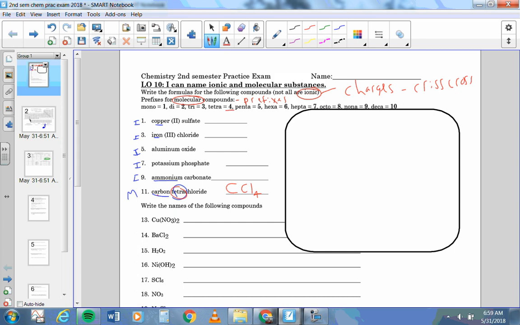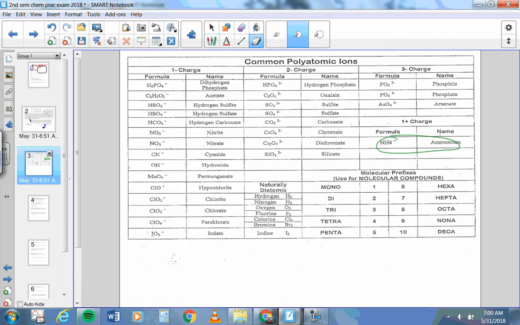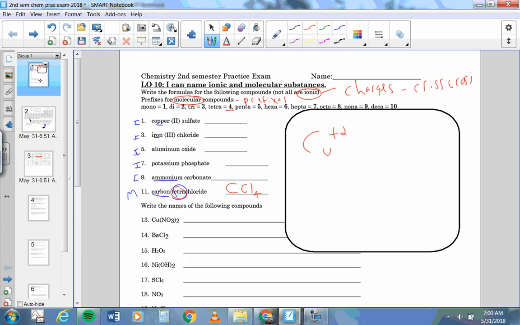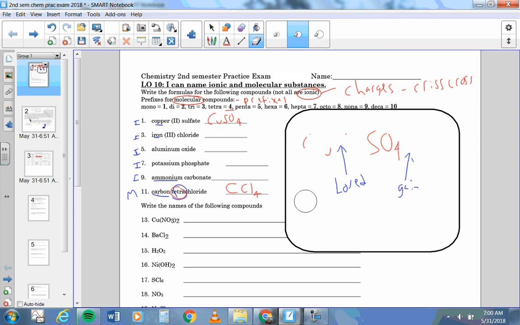For instance, copper. They're telling me it's copper 2. That's a copper with a +2 charge. Sulfate, I'll have to search for it. Found it. SO4 -2. I call this a match made in heaven. This one needed to lose 2. This one needed to gain 2. It only takes one of those and one of those. Copper sulfate, CuSO4.